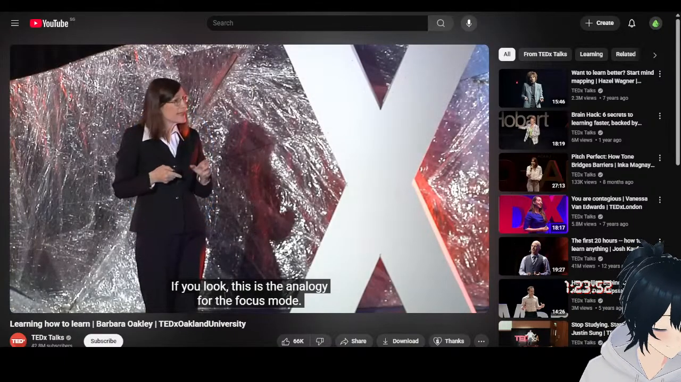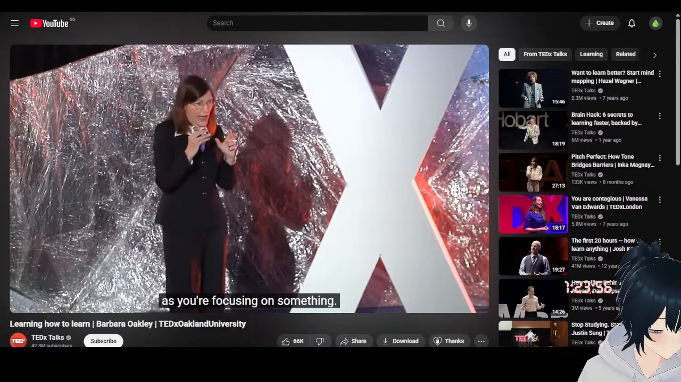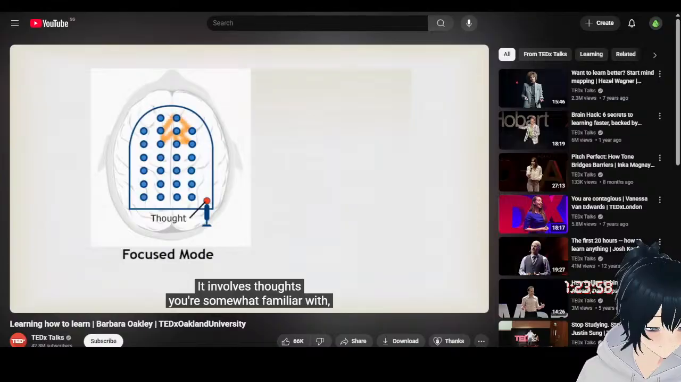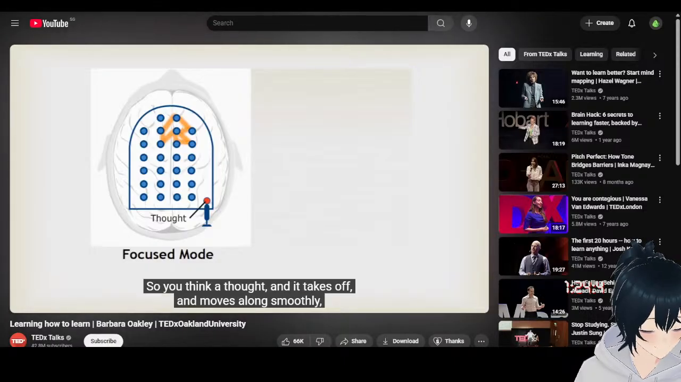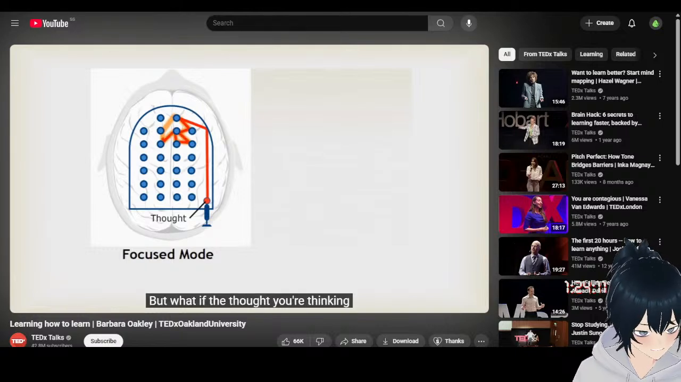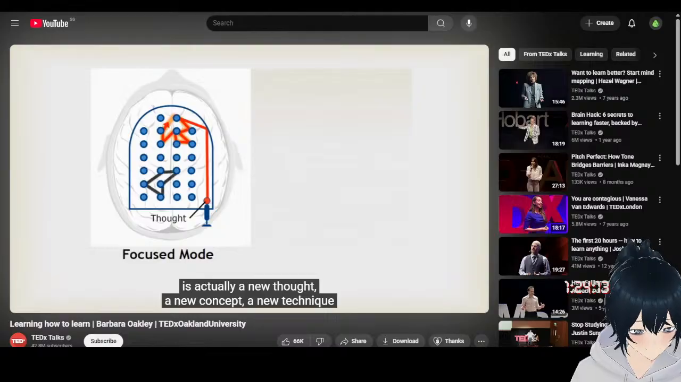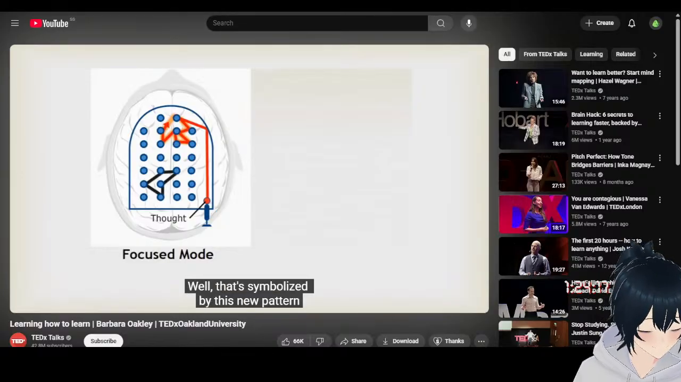And if you look, this is the analogy for the focus mode. And when you're learning, you're often thinking tightly as you're focusing on something. It involves thoughts you're somewhat familiar with, perhaps historical patterns, or you're familiar with the multiplication table. So you think a thought, and it takes off and moves along smoothly, pretty much along the pathways that you've already learned. But what if the thought you're thinking is actually a new thought, a new concept, a new technique that you've never thought of before? Well, that's symbolized by this new pattern towards the bottom of the pinball machine metaphor.